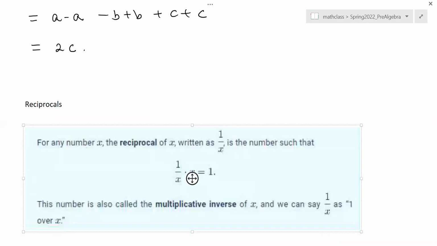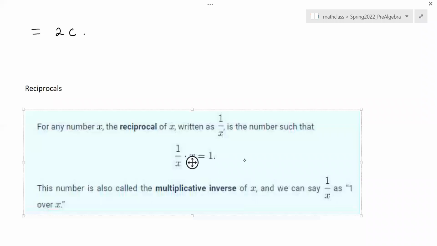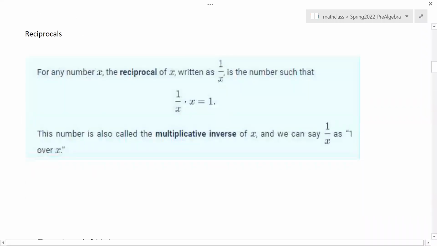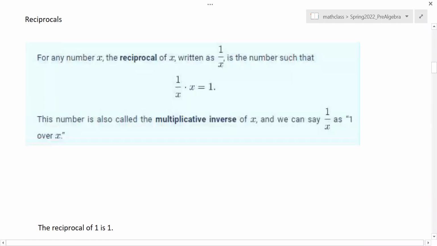This number is also called the multiplicative inverse of x. I usually call it 1 over x. Now, 1 over 2 is a number that, when you multiply by 2, is 1. That sounds trivial, right? But what is 1 over 2? It's just some number. We denote it as 1 over 2, but that number multiplied by 2 is 1. This is a new concept.